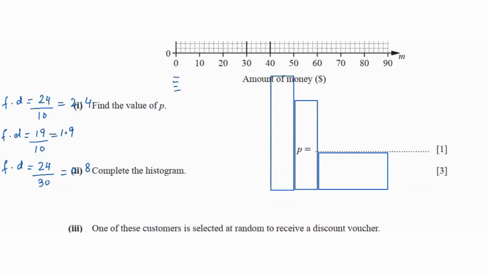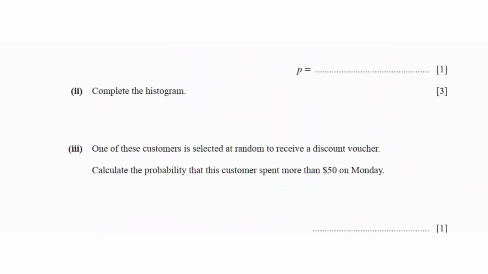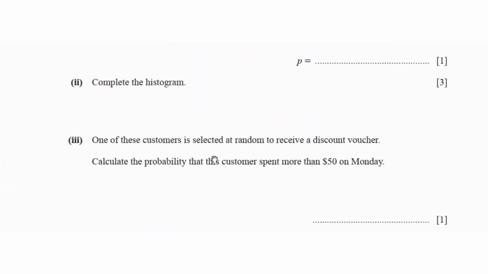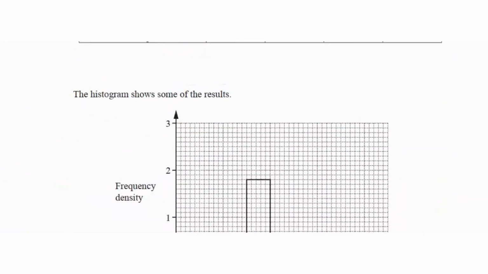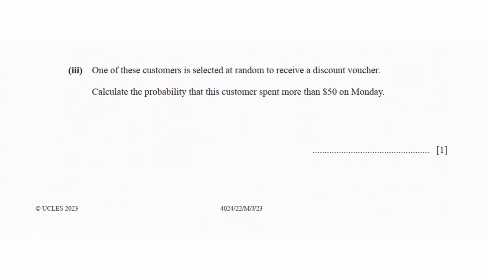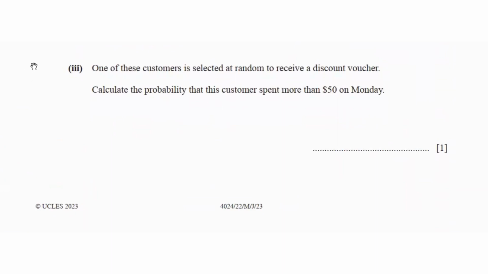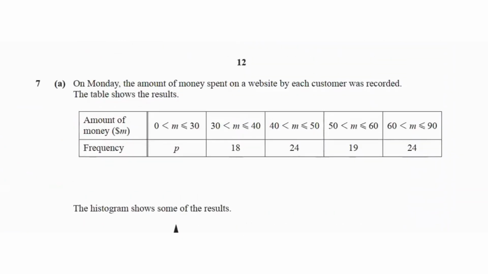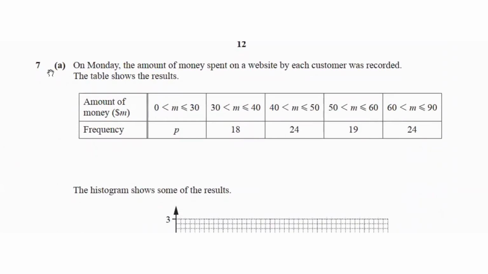Then they're saying one of these customers is selected at random to receive a discount voucher. Calculate the probability that this customer spent more than $50 on Monday. So more than $50 is 19 and 24. These are the people. So that's going to be, and the total was, we don't know the total frequencies. We have to find that first. So let's start with the total frequency.